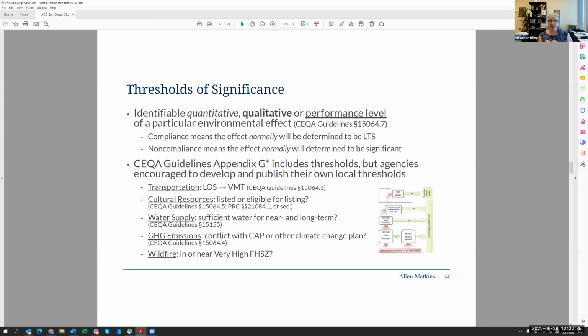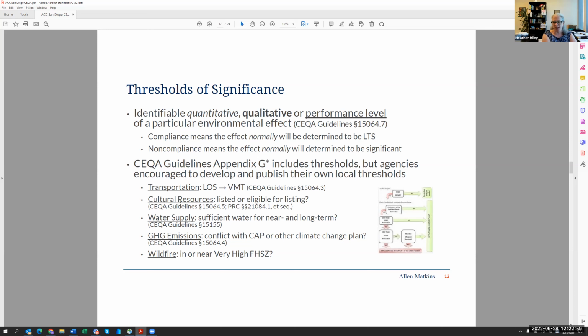The CEQA guidelines has thresholds that the state OPR has offered as baseline thresholds. Lots of agencies, especially smaller ones, simply adopt those. But other ones like the city of San Diego and the county, they have their own versions of thresholds, which usually have some tweaks. The ones on the screen are the ones that come up more often than not, especially in Southern California. As I mentioned, transportation is the hot one.